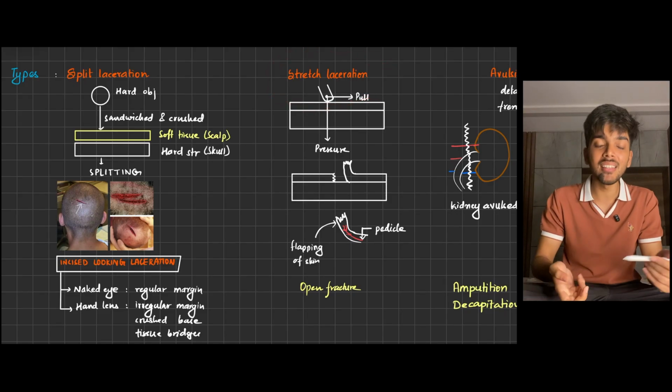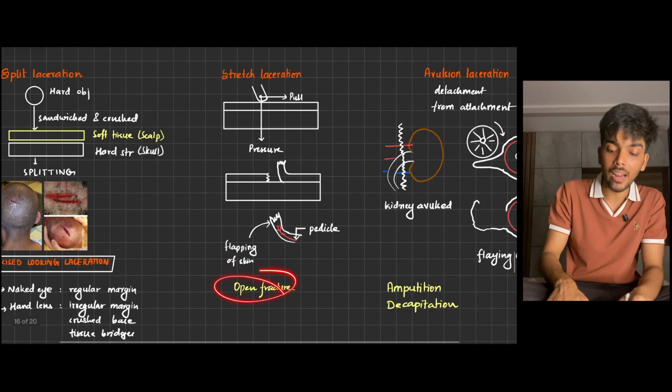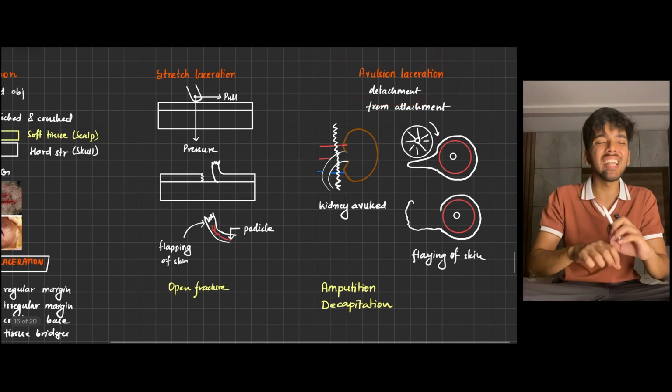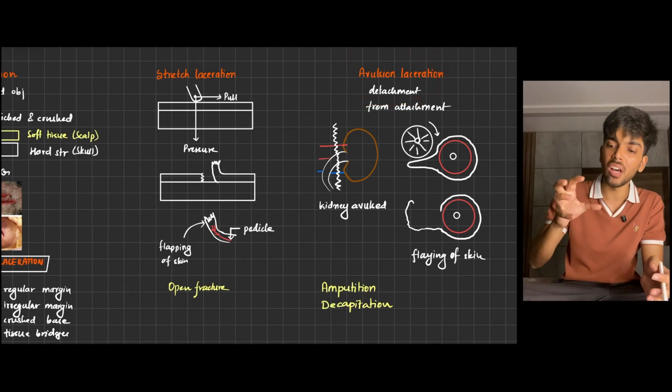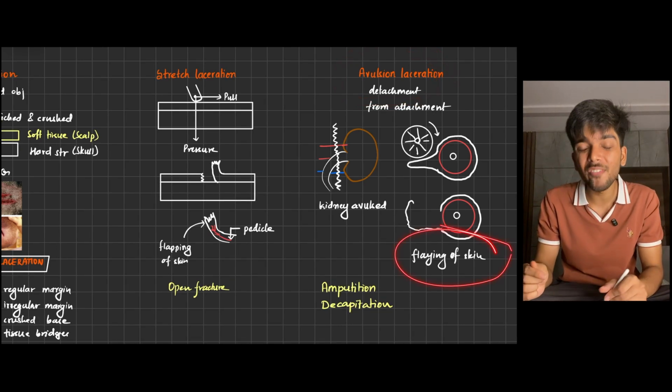In stretch laceration there is pressure with pull resulting in flapping of the skin, seen in open fracture. In avulsion laceration there is detachment from attachment. The tissue or organ is completely detached from its point of attachment. You can appreciate flaying of skin.